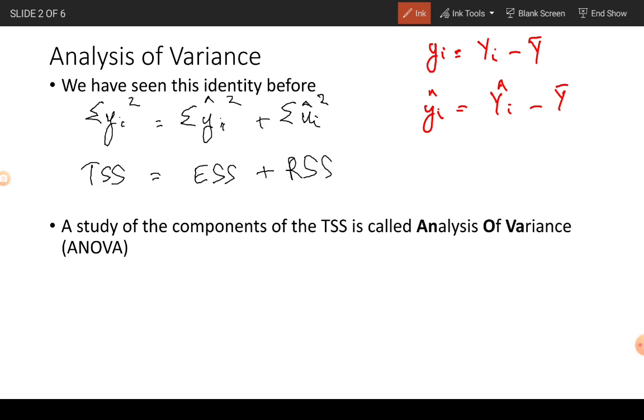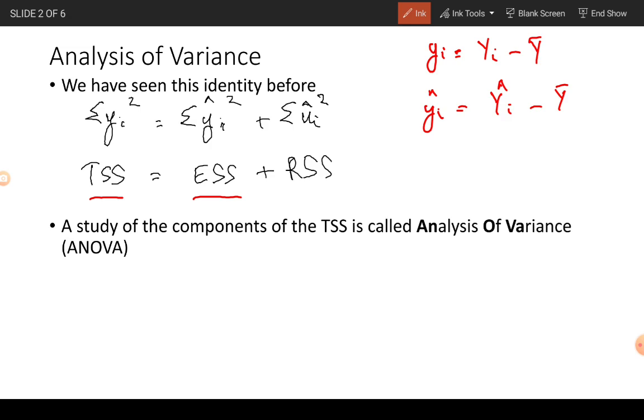Now, summation yi square, or the variations in the observed yi, is called the total sum of squares. Summation yi hat square is the explained sum of squares. Technically speaking, it is the variations in observed yi which is being explained by variations in the values of the x variable that we have taken in the regression model.